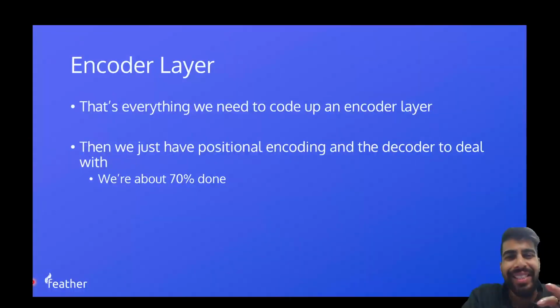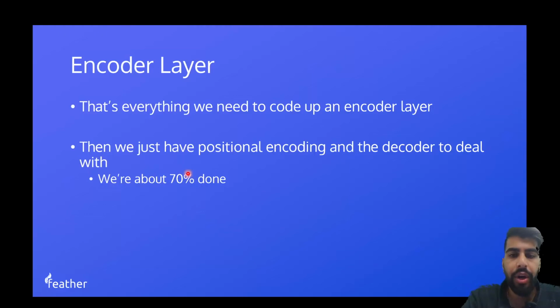Hey everyone, yesterday we looked at position-wise feed-forward networks. Now we actually have enough knowledge to code up one arbitrary encoder layer. Not the whole encoder stack, we still need to look at positional encoding before we can do that, but we're about 70% done up to the current point with the new concepts in the transformer.